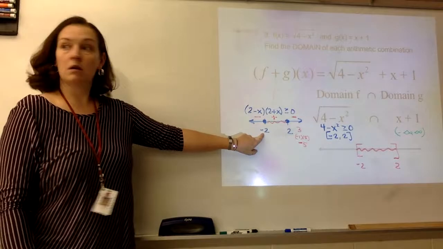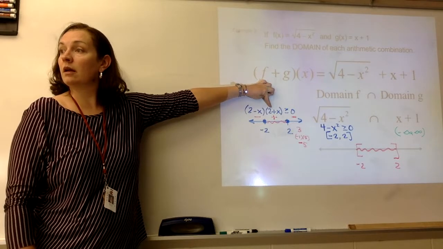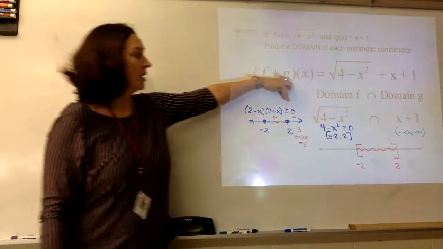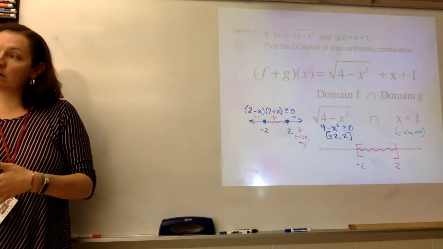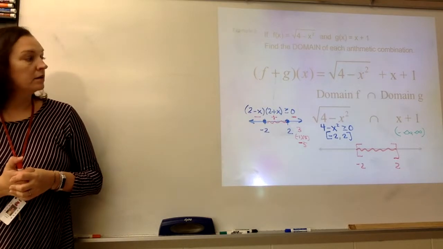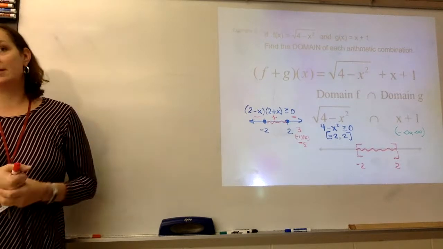This -2? If I plug a -2 into here, what does it give me? 0. That's what I'm looking for. What gives me 0? Because I want to equal 0. The critical values are what equals 0 when I substitute them in. Okay? Other questions?